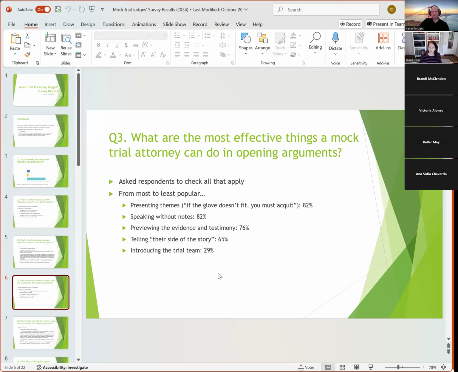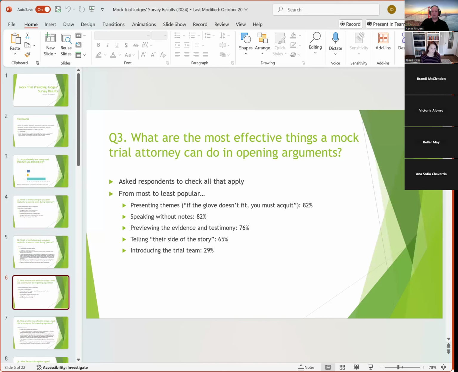Speaking without notes, again, it's not required. You can get up there and speak with notes in hand. You can refer to them if you forget or lose your train of thought. Some teams will just read from notes because maybe they're newer teams or it's an attorney who has never done the opening before. All of that is permissible. But the teams that get scored the highest in opening are the ones who can give their opening argument without any notes. Previewing the evidence and testimony is very important for an opening, to tell the jury, here's what you're going to see. And then in closing, to come back and say, okay, we fulfilled our promise.